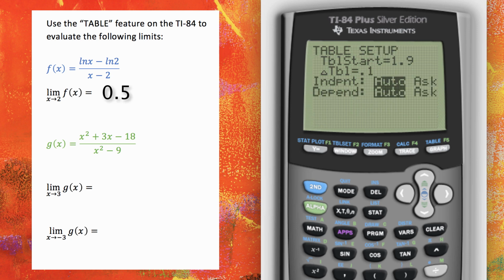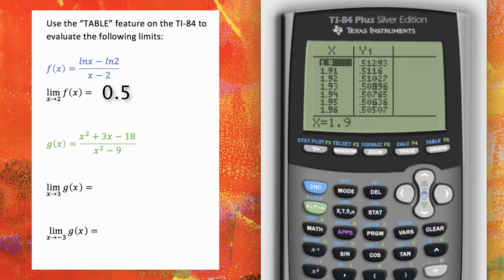To see this even more clearly, I'm going to change some table settings. I'm going to start at 1.9, and I'm going to increase by 0.01 to get more x values. There's still an error with the domain at 2, and if we continue to look at values less than 2 and greater than 2, we can see that yes, they are approaching 0.5.